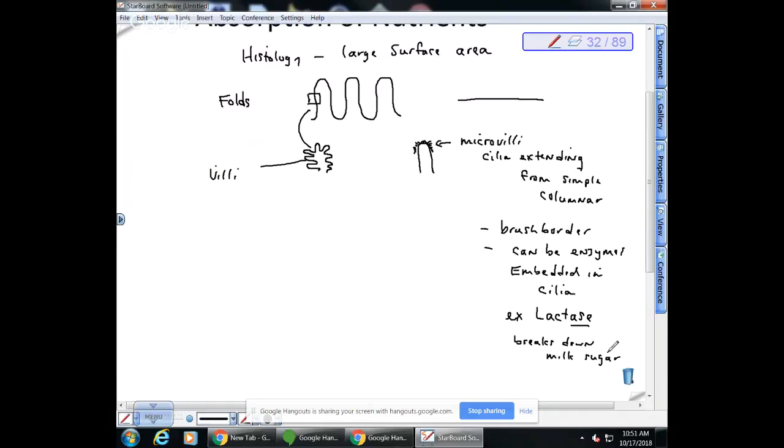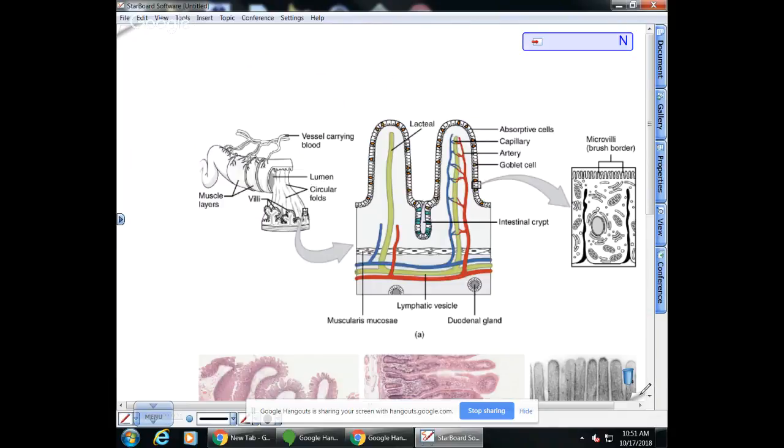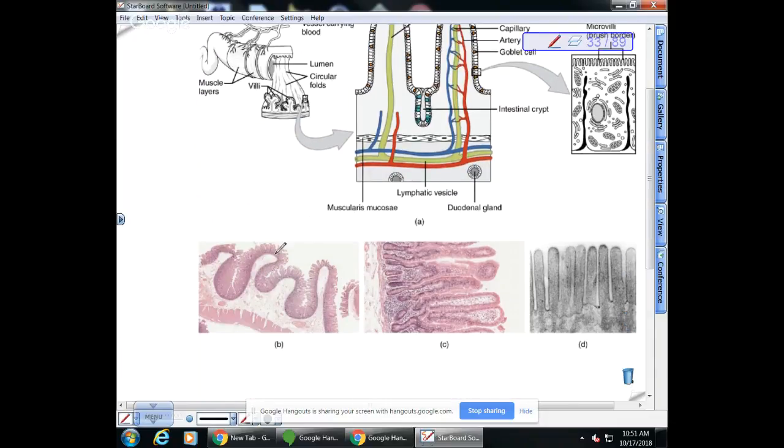Okay. So in your book, you can see that, again, these folds are not to allow the small intestine to get bigger, but just to increase the surface area. So you can see the folding upon folding. So this would be the folds. Each one of these is a villus finger. And then on the cells, these would be the microvilli.